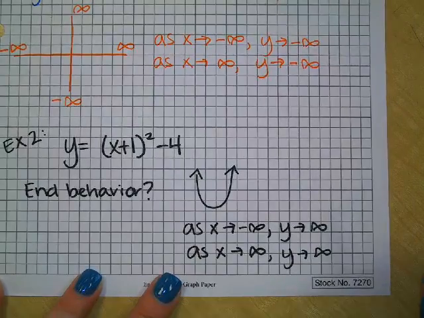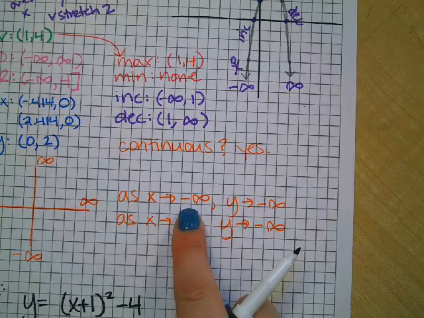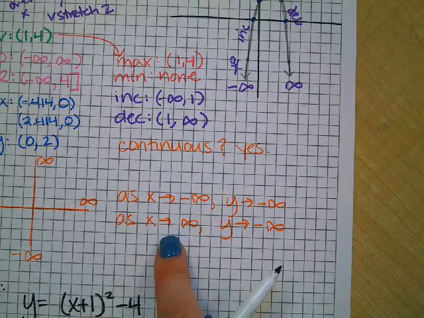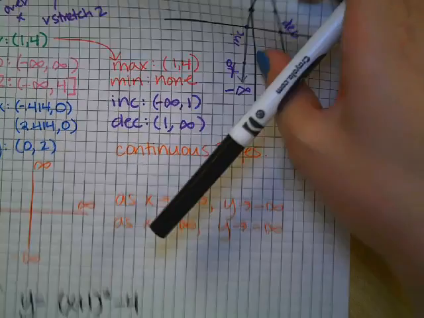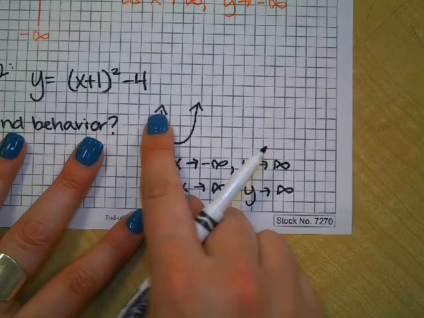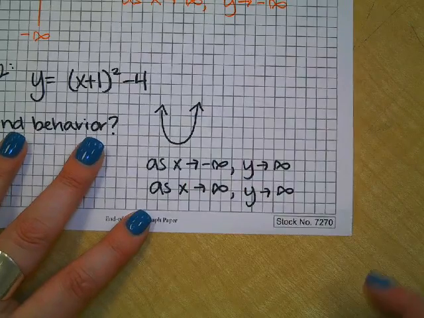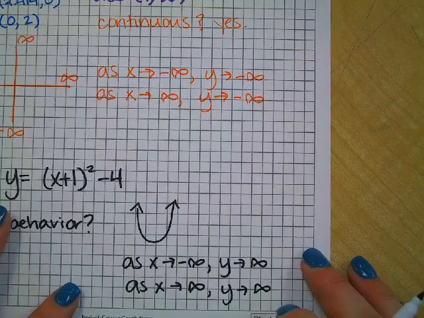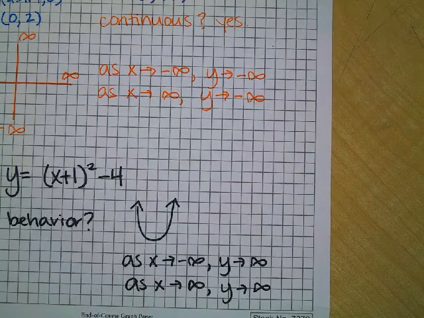So if the graph looks like this, you're going to say as x goes to negative infinity, y goes to negative infinity. As x goes to positive infinity, y goes to negative infinity. So that's one situation. The other situation is this. As x goes to negative infinity, y goes to positive infinity. As x goes to positive infinity, y still goes to positive infinity. Those are the only two possible answers you can have for today. And these are the exact same possible answers you would have had last unit because we were doing V-shaped graphs last unit. Okay.